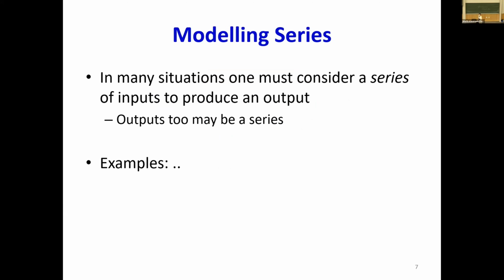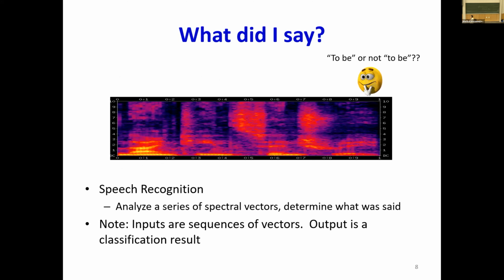So there are many situations where we have to consider a series of inputs to provide the output. And the outputs too may be in a series. You can't just be analyzing every segment of the input. There are many vectors in. You need to consider the entire sequence of vectors coming in before you make your prediction. And the order in which, not just the vectors, but the order in which they come in also matters. So here's an example, speech recognition.